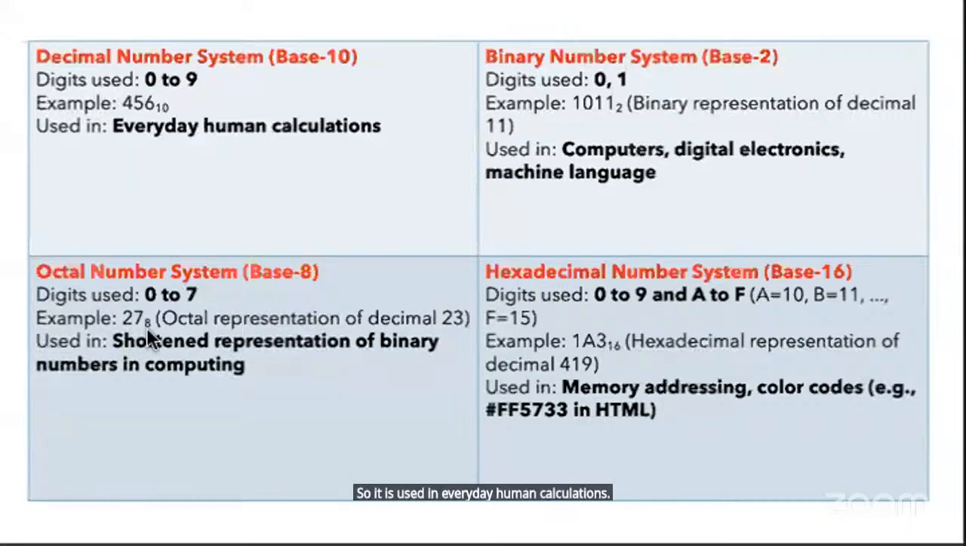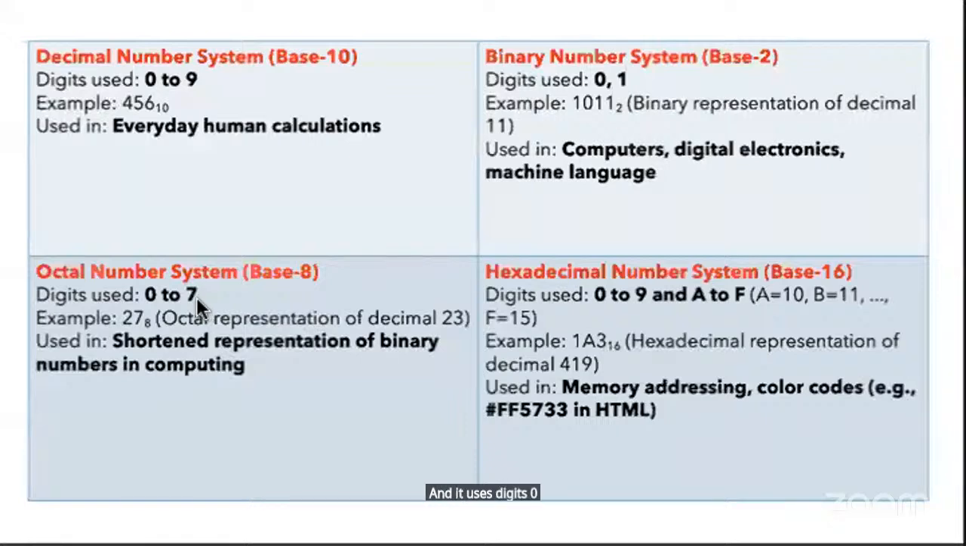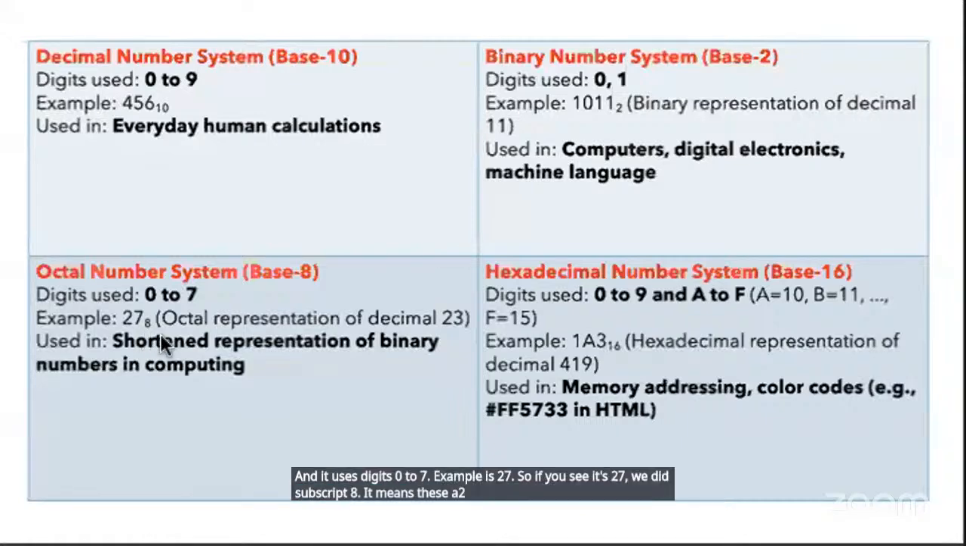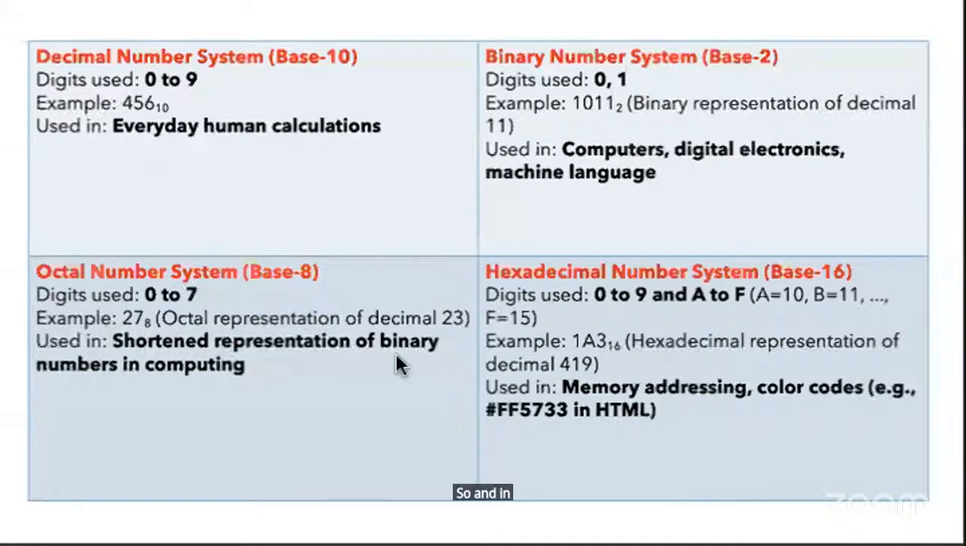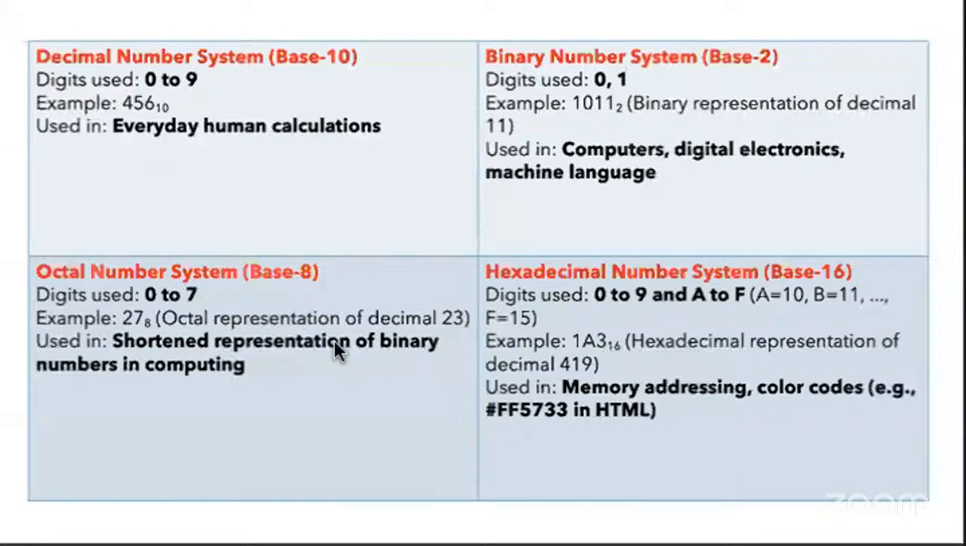So let me go to the octal number system. It is called base 8, and it uses digits 0 to 7. An example is 27. If you see 27 with the subscript 8, it means base 8 too. It means octal number system. So 27 base 8 is an octal representation of decimal 23. That means you have to know how to convert from decimal to octal and from octal to decimal. The usage is a shortened representation of binary numbers in computing.